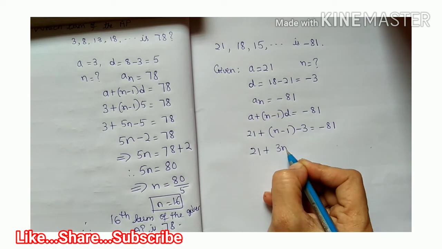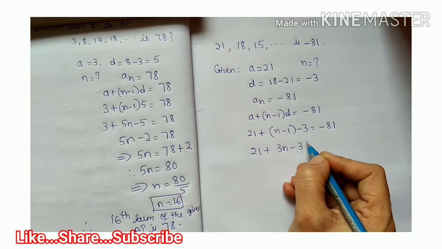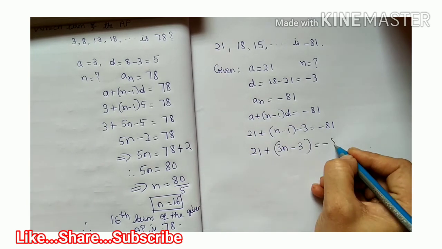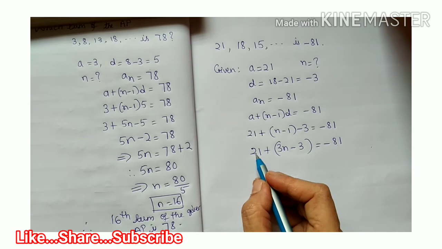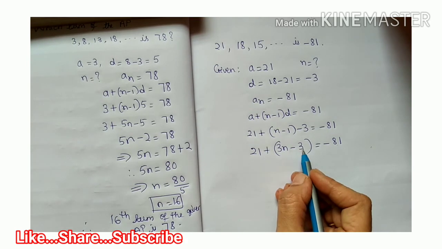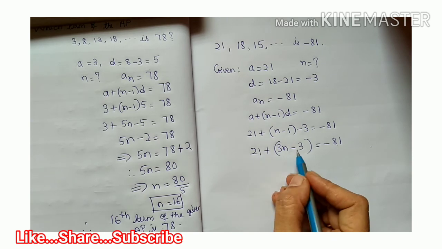21 plus 3n minus 3. Here, minus 3n plus 21 minus 3 is equal to minus 81, that is minus 3n plus 18.